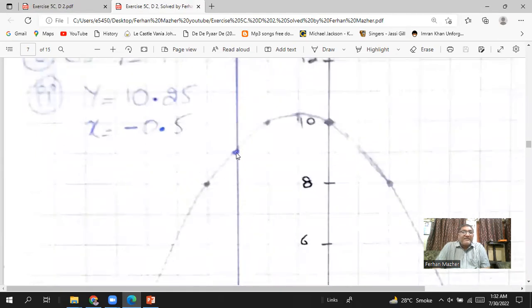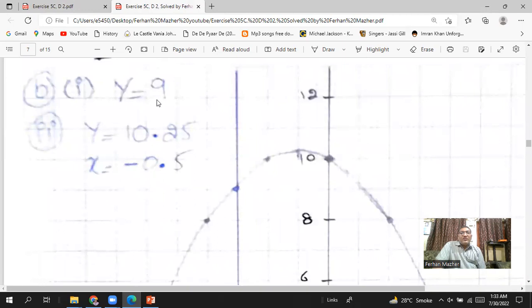It cuts that quadratic graph at this point. So I will check what the value of y is here. That is the question. Okay, so the value of y here is approximately 9. So let me show you. This is the 9. I have noted it here.